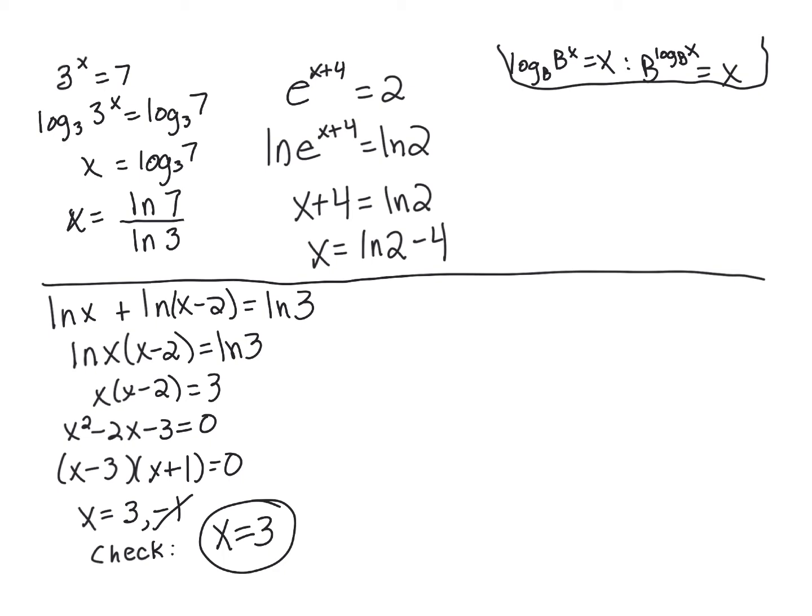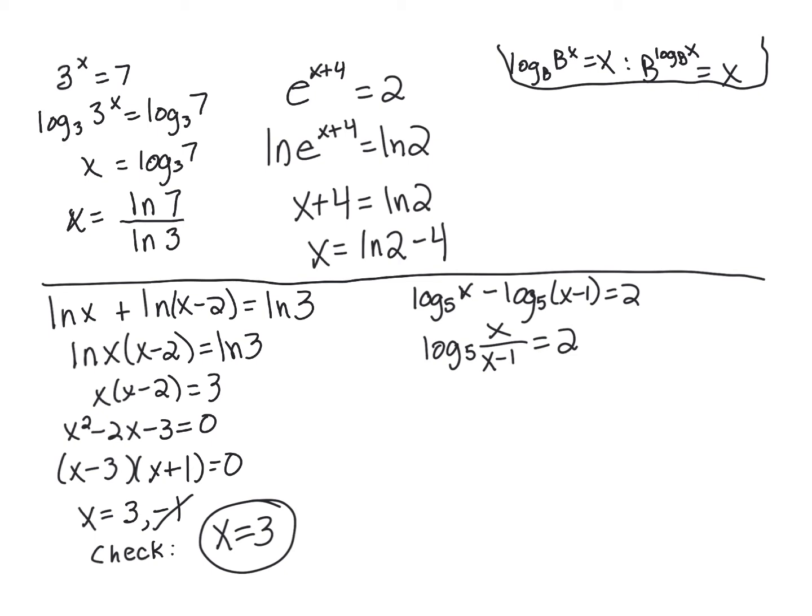Let's try another one like this. We have log base 5 of x minus log base 5 of (x minus 1) equals 2. We have to condense our logs first before we can do anything else. So you see that we have subtraction. That means the x minus 1 goes on the bottom.